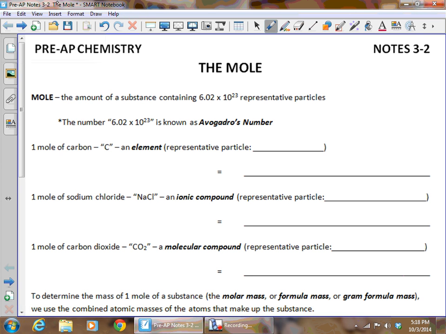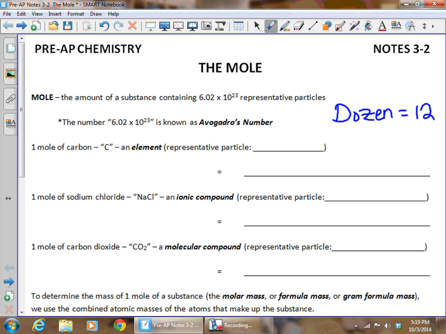Today we're going to talk about the mole. A mole in chemistry is a concept that many students have a difficult time understanding, but in actuality, the word mole is very similar to another word that we're very familiar with, and that word is dozen. If I tell you to go get me a dozen marbles or a dozen bowling balls, you would go get me 12. If I asked you to get me a dozen of anything, you would get me 12 of them.